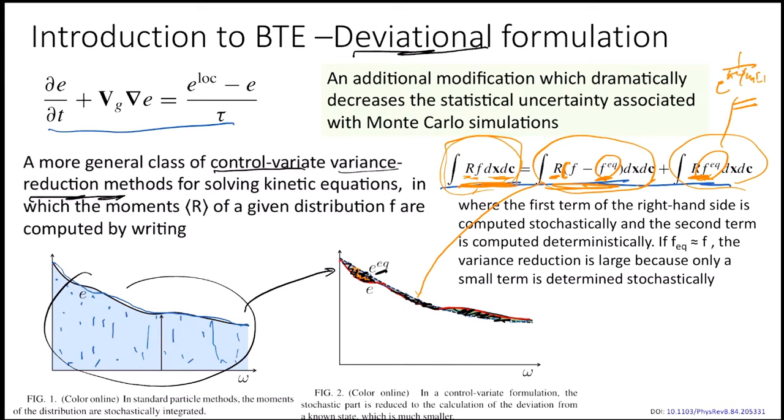So that's what is written here. The first term on the right hand side is computed stochastically, and the second term is computed deterministically because we already know FEQ. Since we are only calculating this small term stochastically, our performance increases. So for the variance reduction, if the error previously, let's say with 10 to the power 6 particles, was 20 Kelvin, with the same number of particles it would be orders of magnitude lower. It could even be 0.02 Kelvin or so. It depends on the system, how good your equilibrium difference is. So it would increase this performance drastically through this deviational formulation.